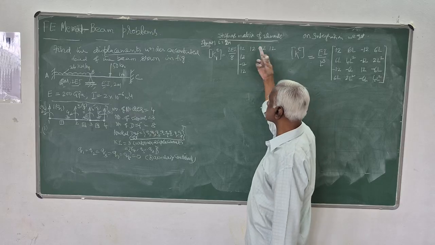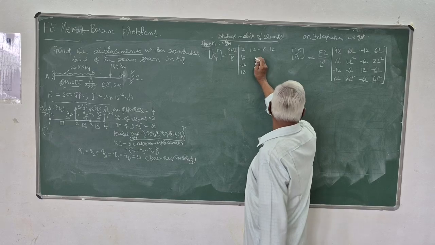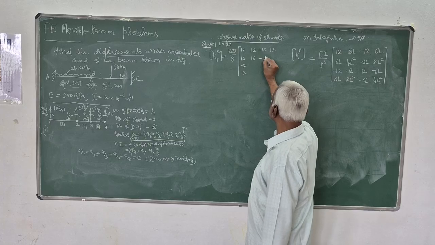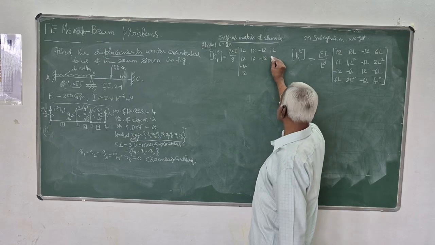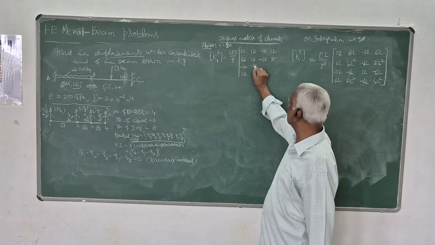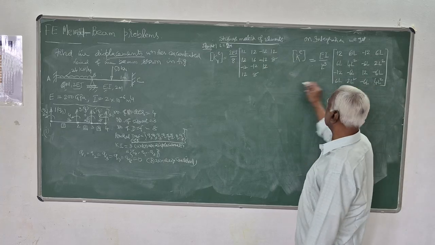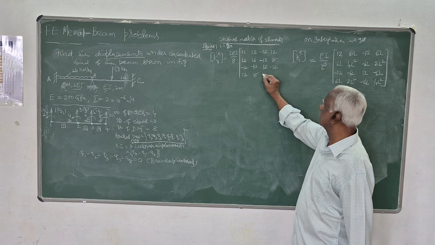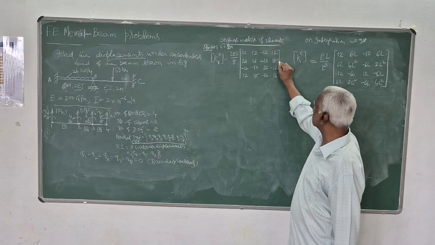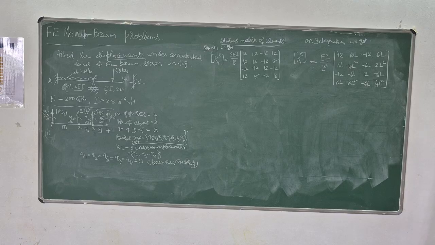Then 4L squared. L squared is 2 squared, which is 4. 4 into 4 is 16. Then minus 6L, that is minus 12, 2L squared, that is 8. This is minus 12, 8. Then 12, minus 6L, that is minus 12. Then 4L squared, 16. This is the stiffness matrix of the first element.